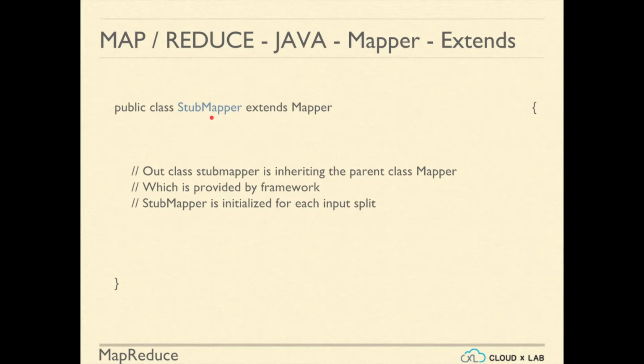We need to create a class for the mapper. It means the behavior of our class, StubMapper, would be inherited from Mapper. We will hand over this StubMapper class to the MapReduce framework, and the framework will create an instance of it for each input split. Your mapper class must extend the Mapper class. It is mandatory from the framework side.